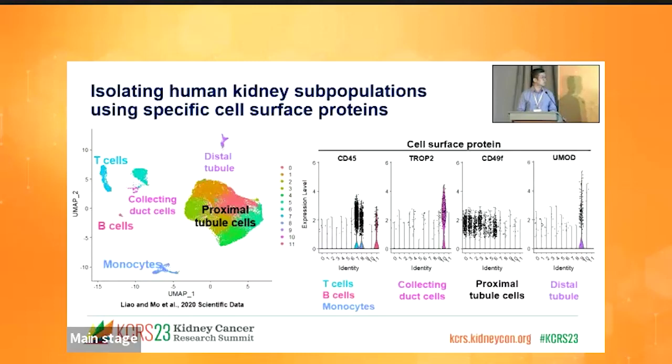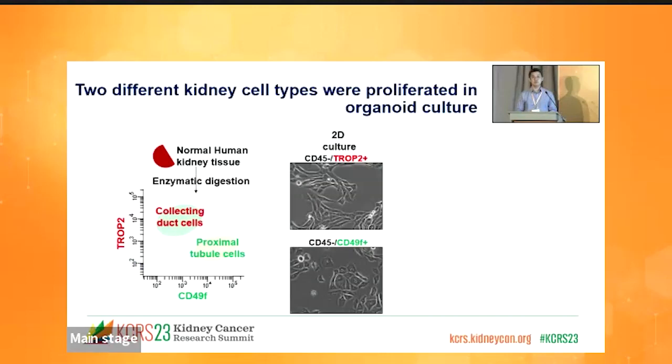Also, we can isolate the collecting duct, proximal tubule, and distal tubule. So using this cell surface marker, we can isolate the specific cell type. As a proof of concept, we get the fresh tumor, I mean, not the tumor, it's normal tissue. Usually people study the tumor cell, but we are getting the normal cell or adjacent normal.